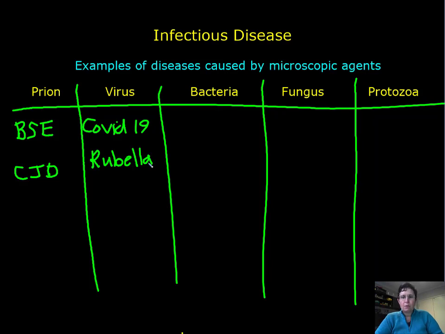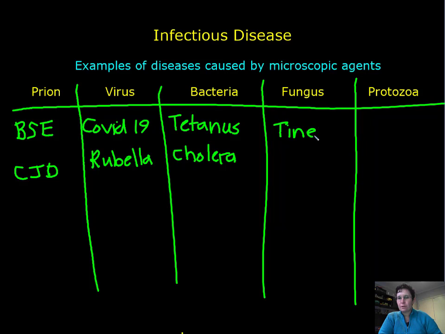Examples caused by bacteria would include things like tetanus and cholera, the typical things like Staphylococcus aureus, which is golden staph, found widely in hospitals. Fungal diseases include things like athlete's foot and tinea. Tinea comes in a range of forms, and you can have candidiasis, which is called thrush.